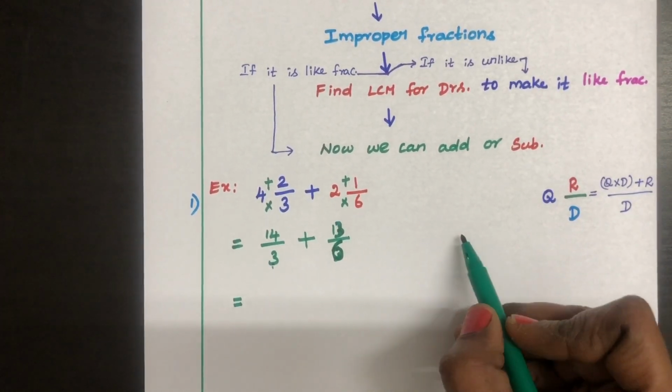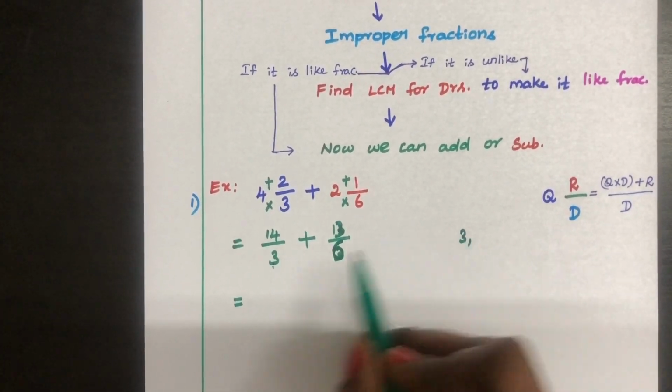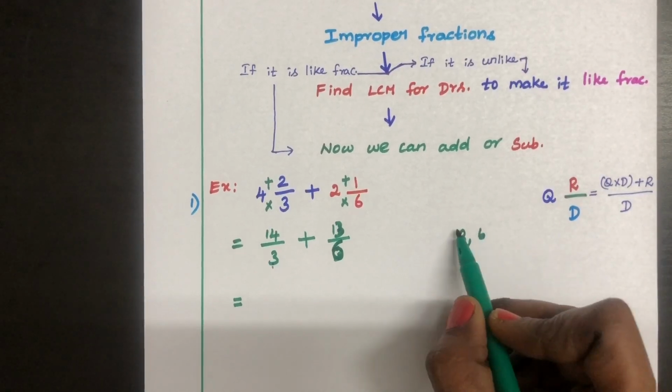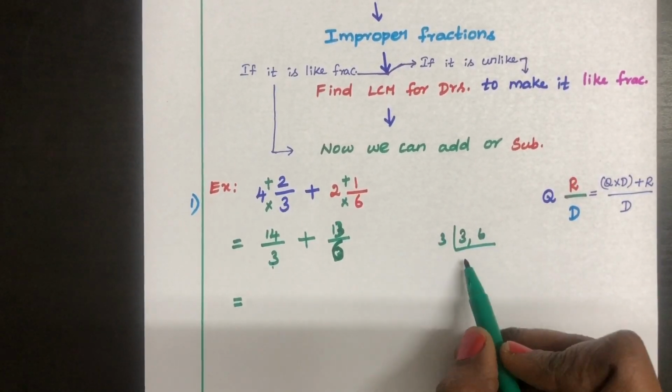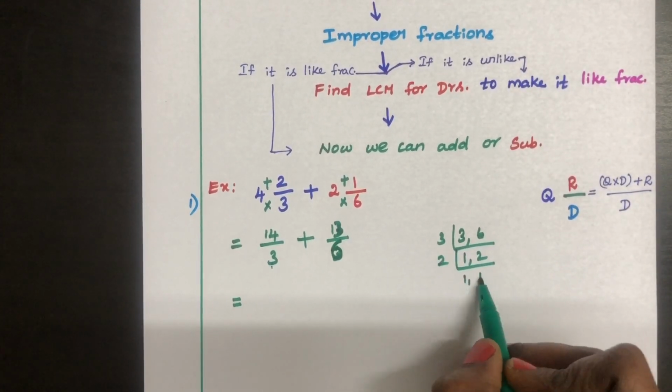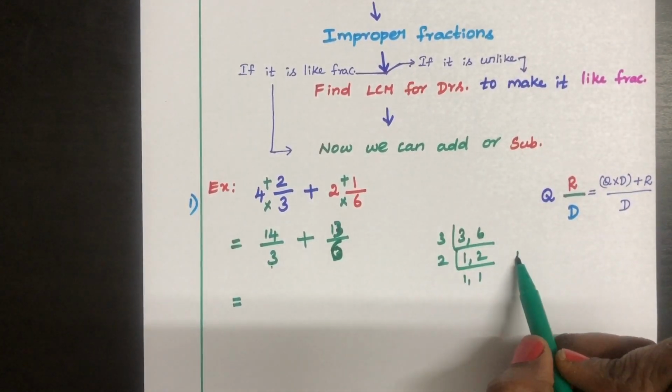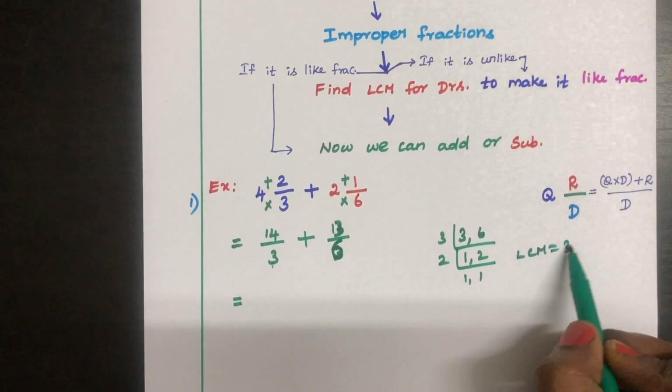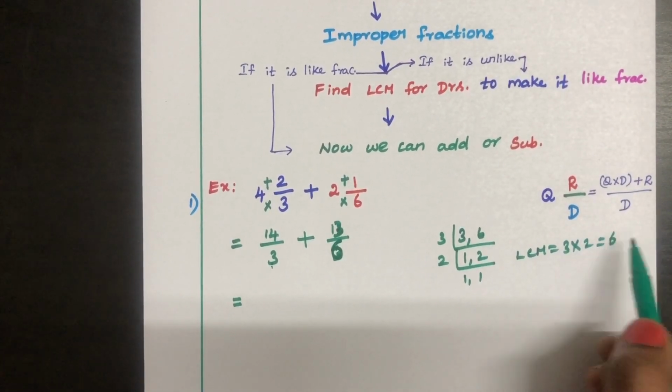For this, we need the LCM. 3 and 6, what is the LCM? 3. 1, comma 2. So, 2 can divide this. So, the LCM is equal to 3 into 2, which is equal to 6.